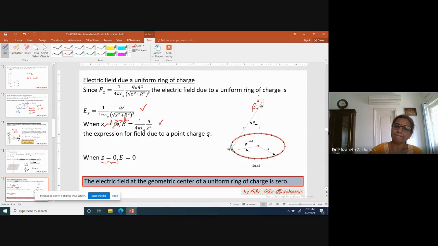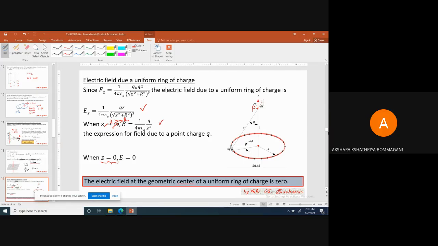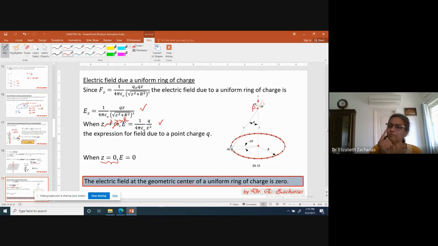Field will be 0. Force will be 0. If you put a charge Q naught there, force will be 0. Therefore, field also will be 0.